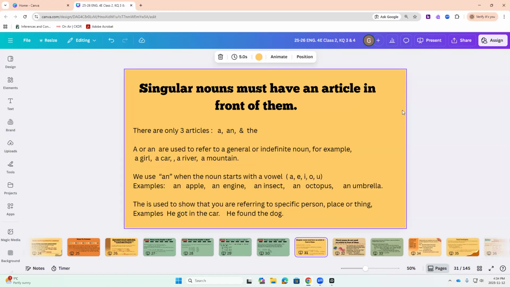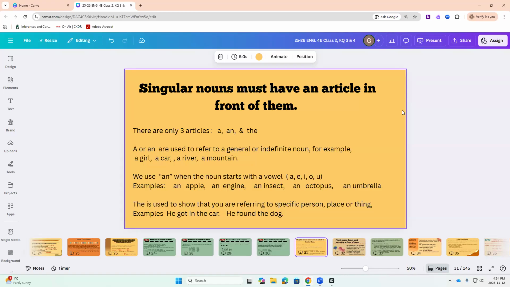We use an when the noun starts with a vowel. It's basically so that we don't have two vowels next to each other in English, because it can sound kind of awkward. So instead of saying a apple, we say an apple, an engine, an insect, an octopus, an umbrella.